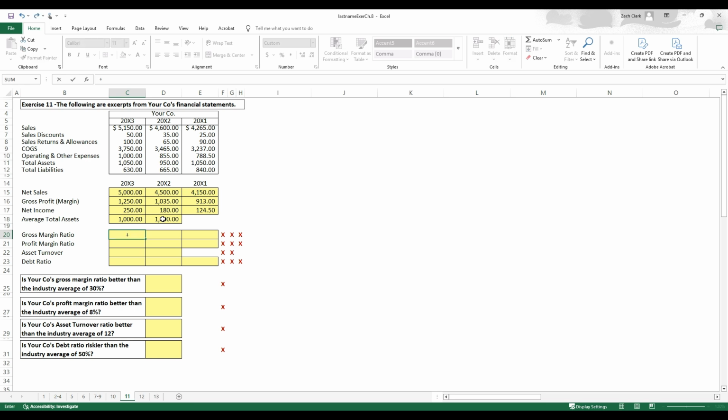Perfect. Okay, and now gross margin ratio is going to be our gross profit divided by our net sales. So that's the formula we can just put in and go over there. Profit margin is going to be not gross profit, but net income divided by net sales. Our asset turnover ratio then is going to be net sales divided by average total assets.